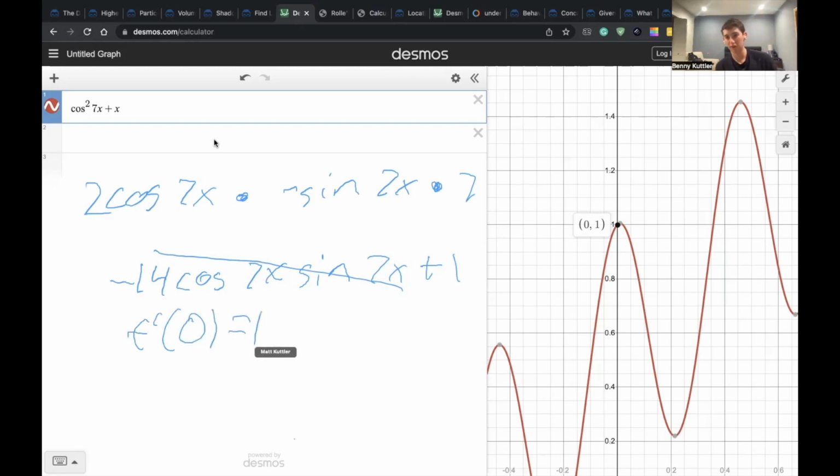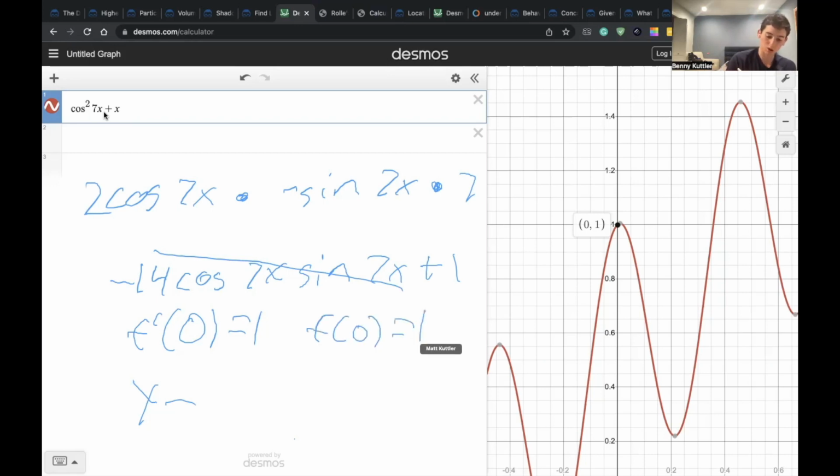And now to find the slope of a tangent line here, we do y minus y1. So if we go to our original function up here and plug in 0, 0 times 7 is 0, cosine of 0 is 1, 1 squared is just 1, plus x is 0, so we have 1 plus 0, which is 1. So our y value, I'll just write here, f of 0 equals 1.